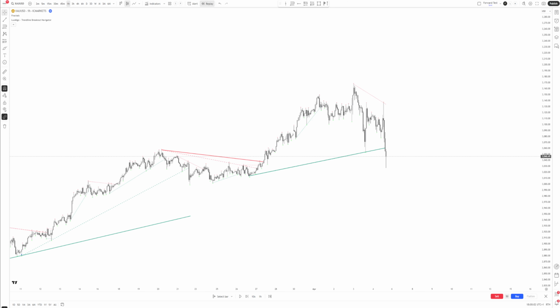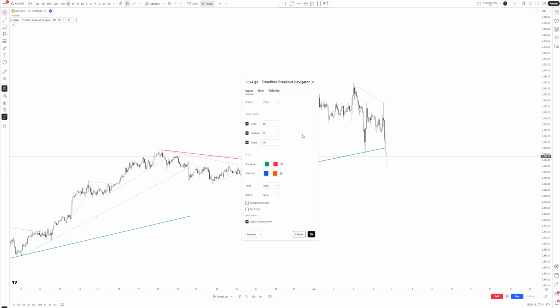Today we're going to be looking at an indicator developed by LuxAlgo. Now LuxAlgo, they develop many different indicators. Today they released the Trendline Breakout Navigator, which is this indicator over here. There are a few different settings that you can change, and they also have multi-time frame as well.